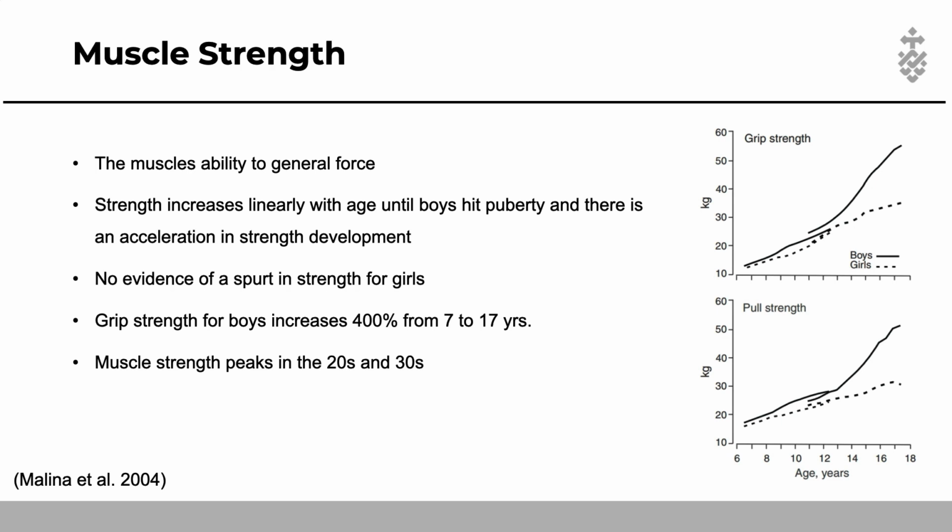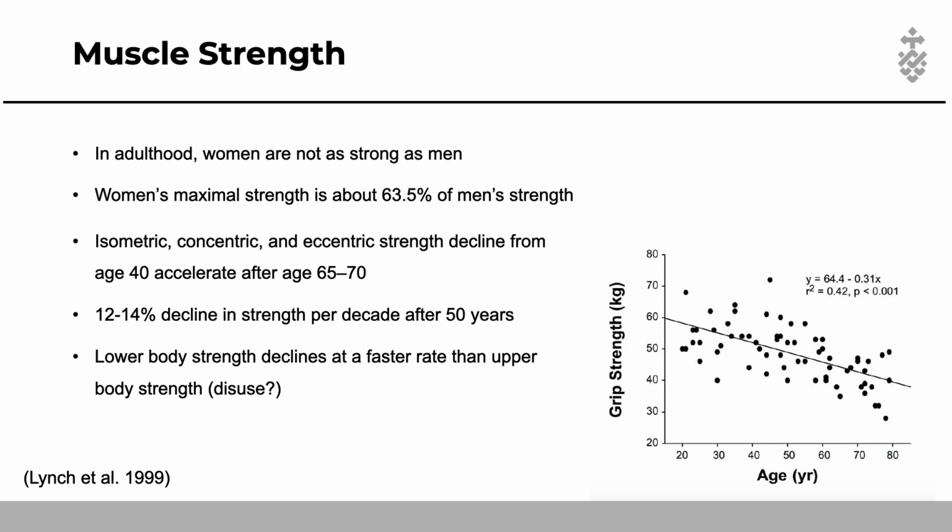Although these figures stop at 18 years of age, strength does continue to increase up until the 20s or 30s, when there's a peak in strength. And this increase continues, especially for males. The difference in muscle strength between men and women continues into adulthood as well. Overall, a woman's maximal strength is about 63% of a man's strength. Obviously, there are differences between upper and lower body. Generally, men have a much stronger upper body, whereas women can keep up a little bit in the strength of the lower body.